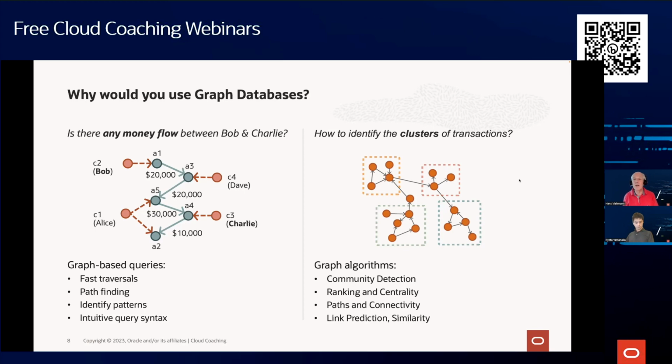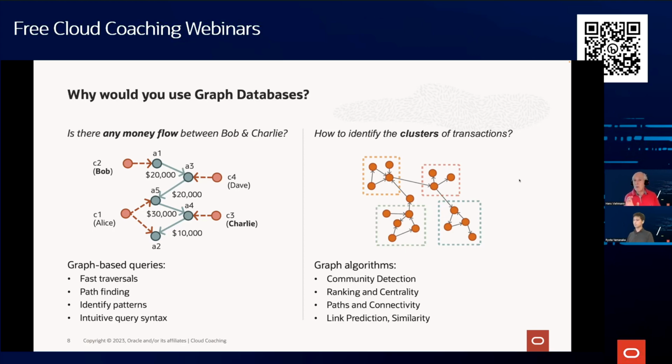There are link prediction algorithms, which you can nicely use for product recommendation and the like. And finally, there are similarity algorithms which help you to find those accounts which have a similar activity, maybe as fraudulent accounts or something, right?